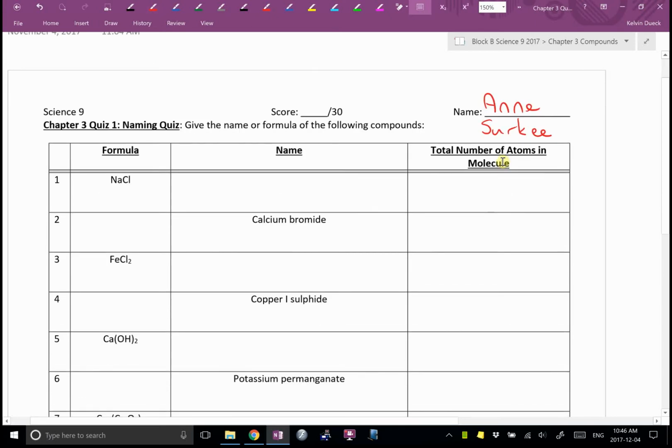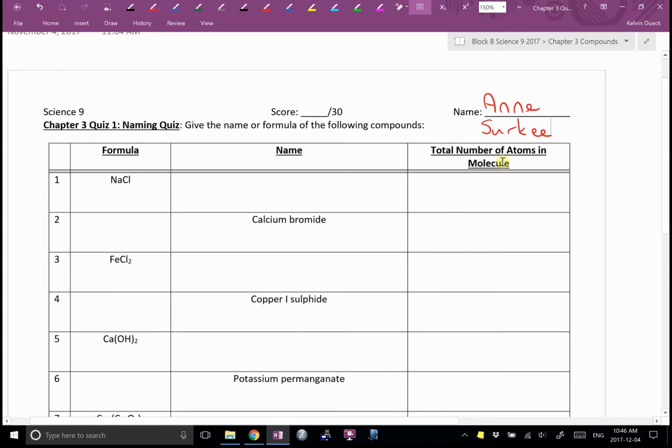So, whenever you ask me to write a name, the first thing I ask myself before I do anything else is: is this ionic or covalent? Next year, you'll be doing both. There are different rules for naming covalent compounds. This year, we're only going to be doing ionic, but I want to build that habit into you already. Whenever they give me a formula, compound, or a name, is this ionic or covalent? That's the first thing I ask.